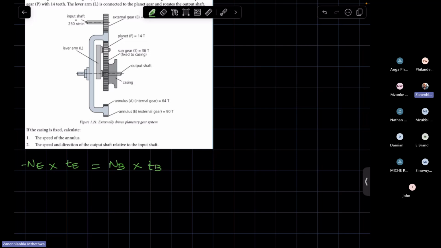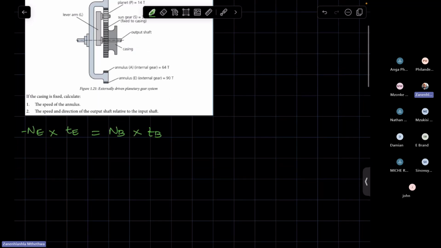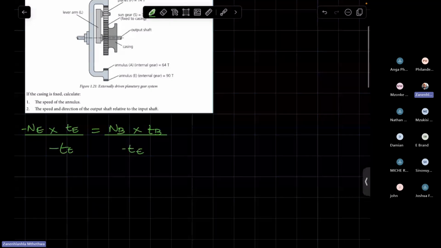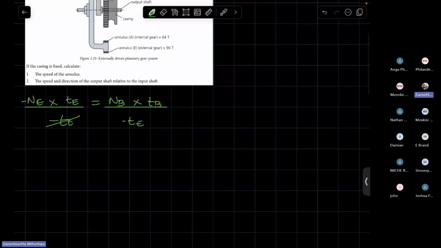That's step number 2. Step number 3, you solve for what you're looking for. We are looking for NE, meaning that to make NE the subject, we have to divide both sides by negative TE, and then obviously that cancels.